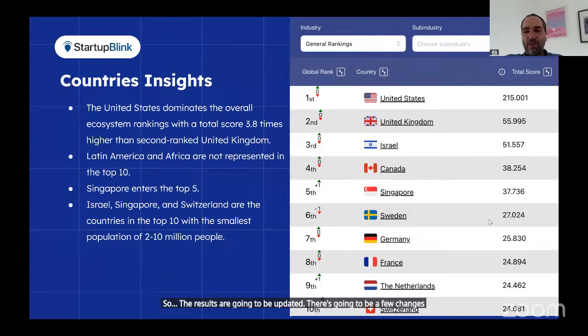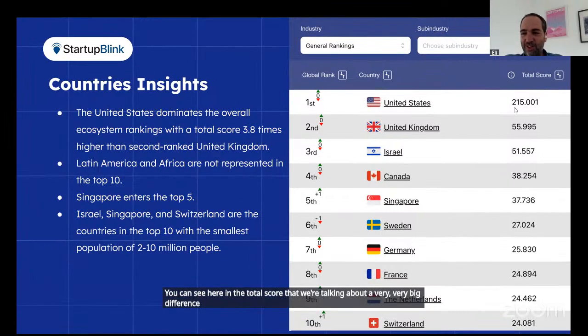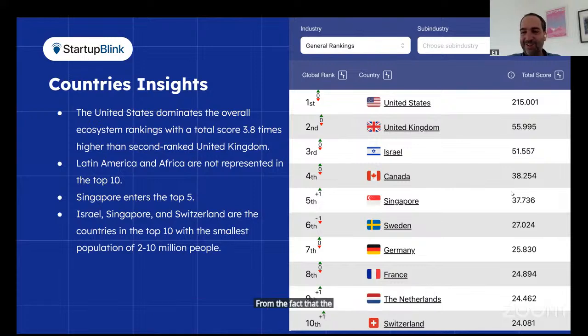But generally, if you want to know what's going on currently in the world, the United States, by far, per capita, the best country in the world for startups. You can see here in the total score that we're talking about a very, very big difference from everyone else, 4 times more. We have a clear winner in the startup game. They were the ones that started earlier, and they're also the engine of the global economy. They're benefiting massively from the fact that the vast majority of the applications you have in your iPhone are made in the USA. United Kingdom is doing generally good, second place.